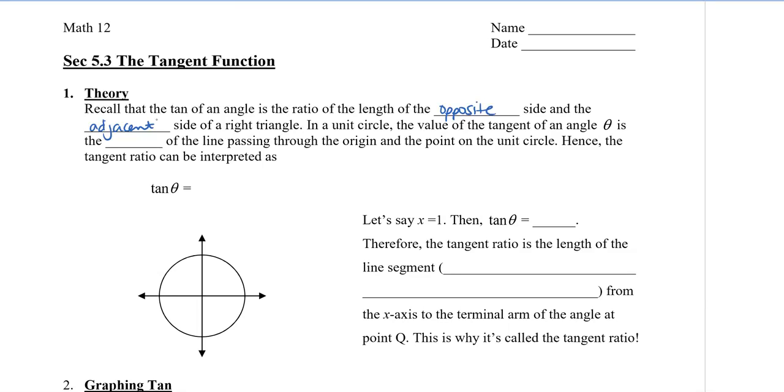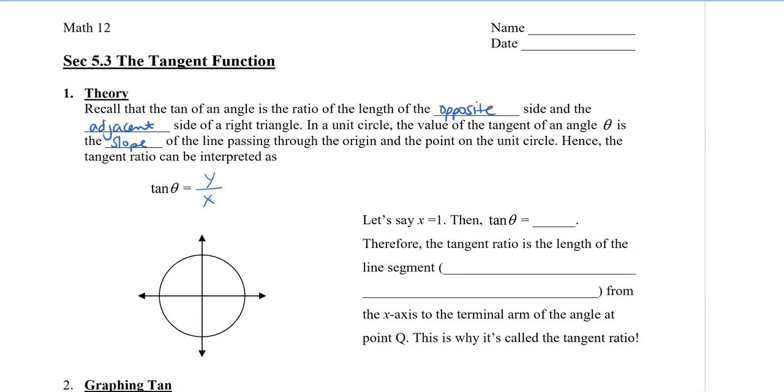Now in a unit circle, the value of the tangent of an angle theta is the slope of the line passing through the origin and the point on the unit circle. Now, it actually doesn't have to be on just a unit circle, but it's always going to be the slope. So hence the tangent ratio can be interpreted as y divided by x.